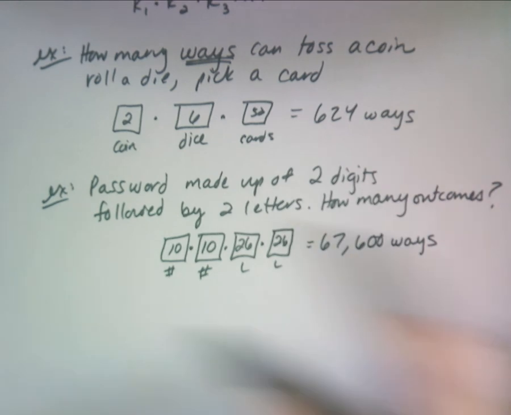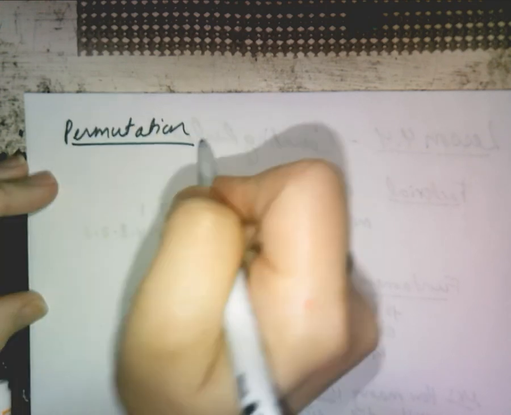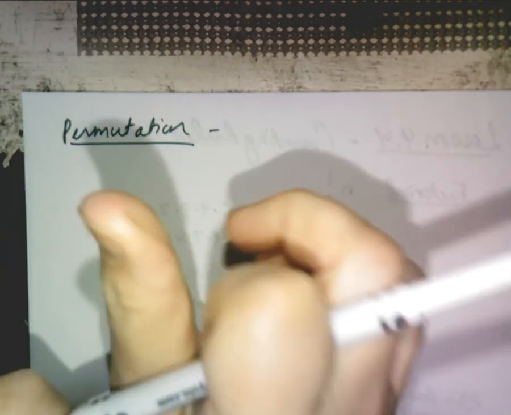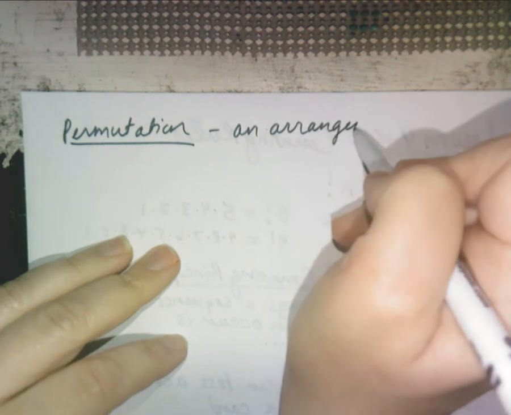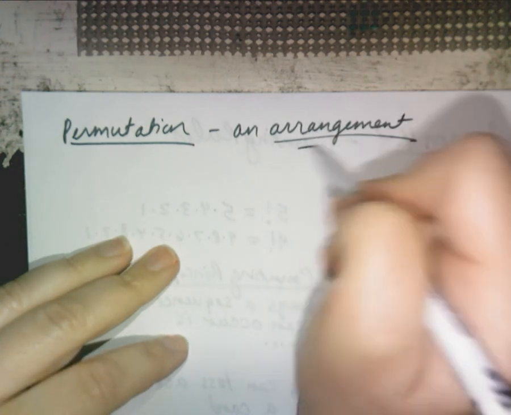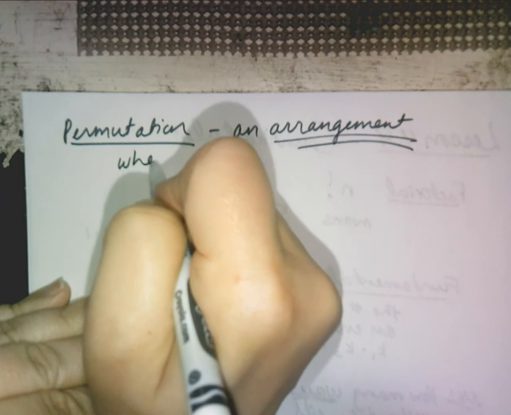So, all right, now let's talk about permutation and combination, and then we're going to start one of your worksheets. A permutation is an arrangement. Underline the word arrangement, where order matters.